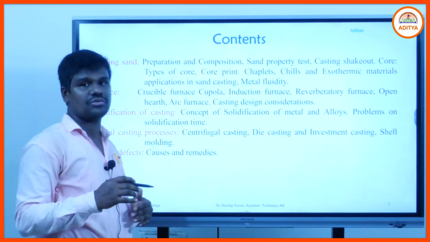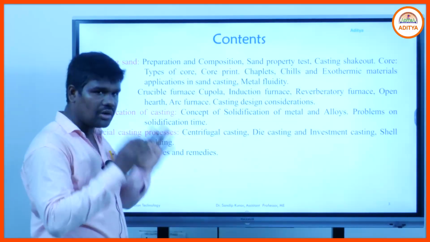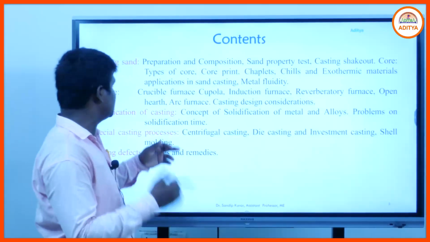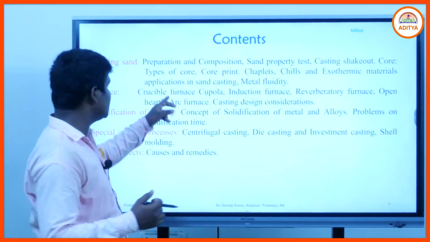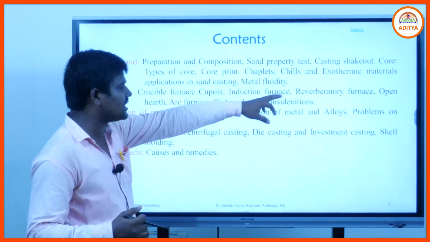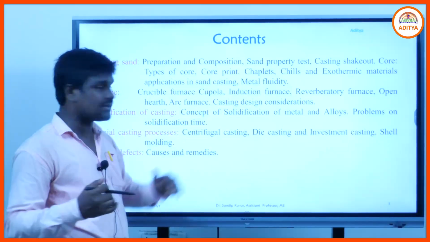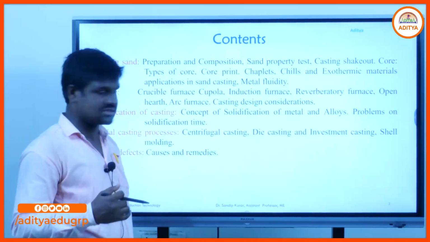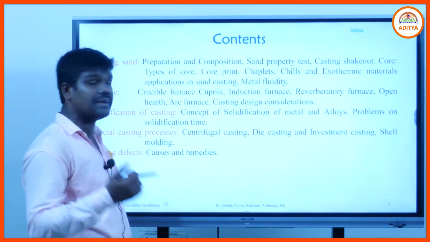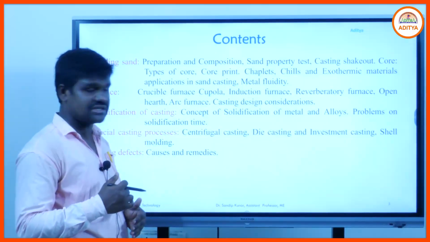Furnace: we will also discuss different types of furnaces that are used for making the molten metal using different metal pellets. So what are the different types of furnaces? Cupola furnace, crucible furnace, induction furnace, reverberatory furnace, open hearth, arc furnace, and we will also discuss the casting design considerations. Third, solidification of the casting, the concept of solidification of metal and alloy, and we will also discuss problems on solidification time.